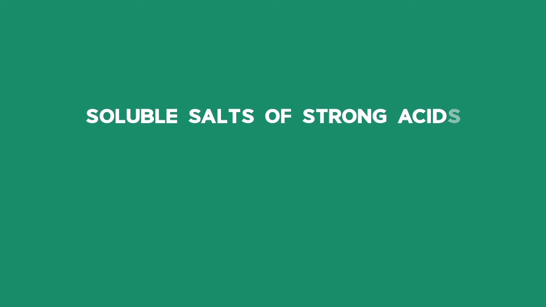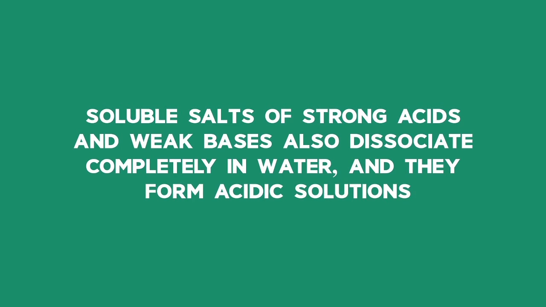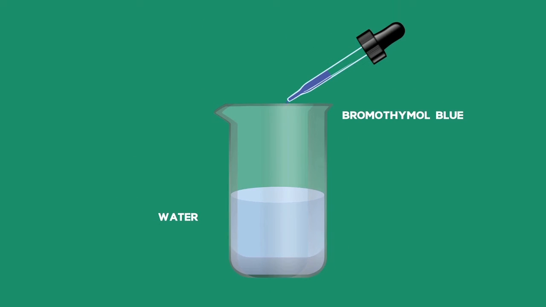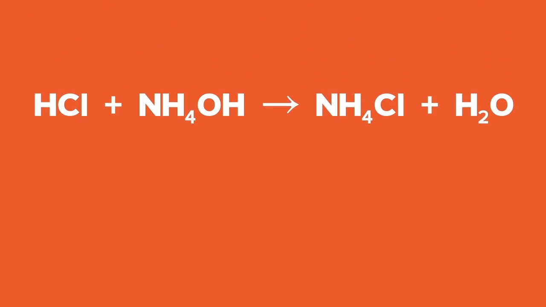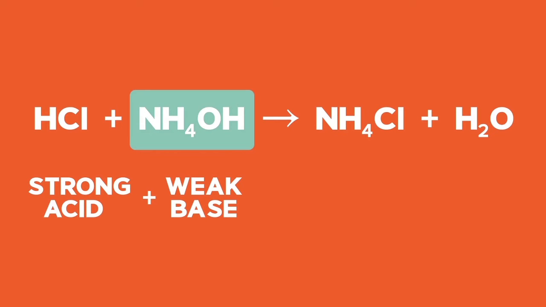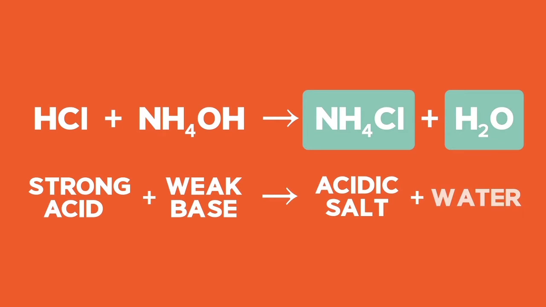Soluble salts of strong acids and weak bases also dissociate completely in water, and they form acidic solutions. When ammonium chloride dissolves in water, bromothymol blue indicator turns yellow. Ammonium chloride is the salt of a strong acid, hydrochloric acid, and a weak base, ammonium hydroxide. The equation shows this reaction. The reaction of a strong acid and a weak base forms an acidic salt and water.